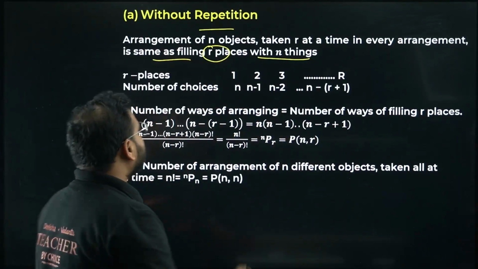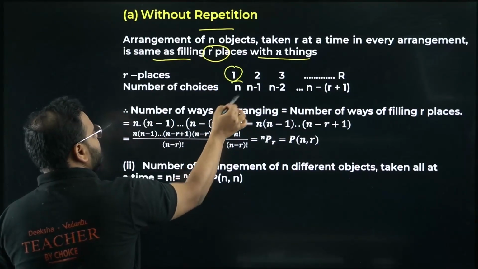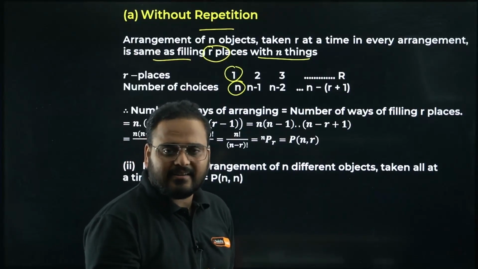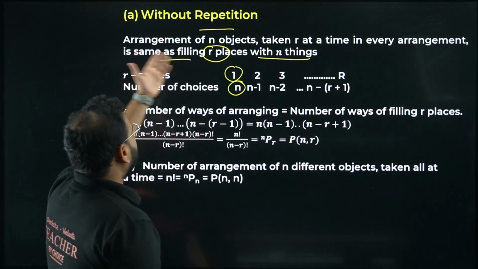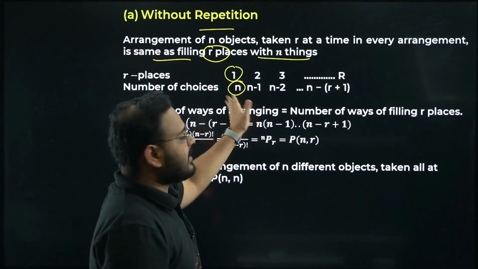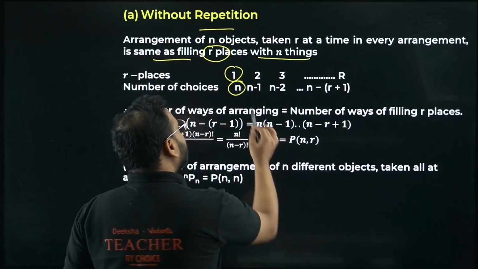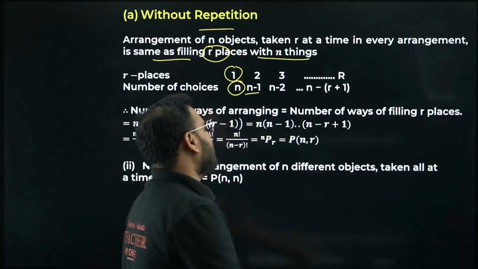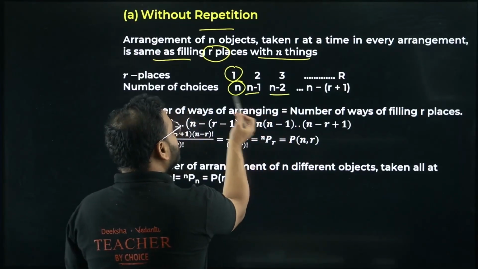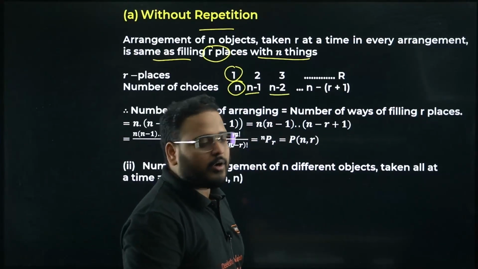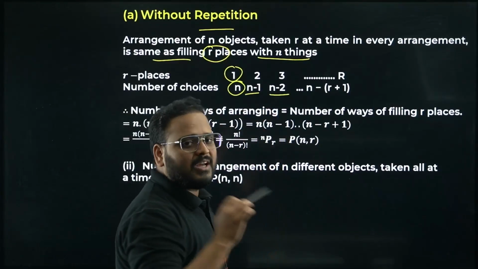Think about it. For the first place, how many possibilities can I take? n, right, because a total of n objects are there. For the first place I can take n. For the second place, how many can I take? One is already gone, so it will become n minus 1. For the third place, I'll have 2 less because 2 are being utilized over here, right or not? Think about it.